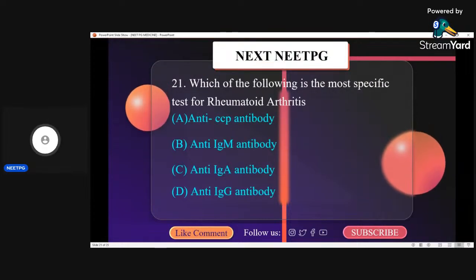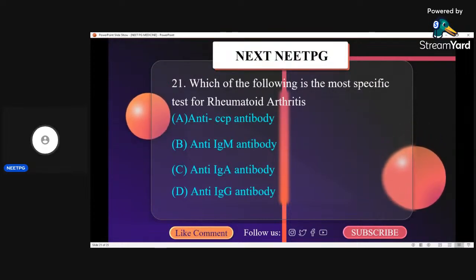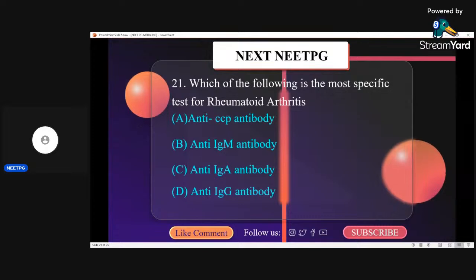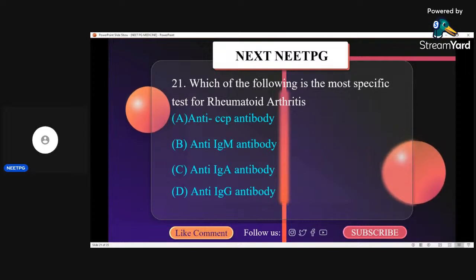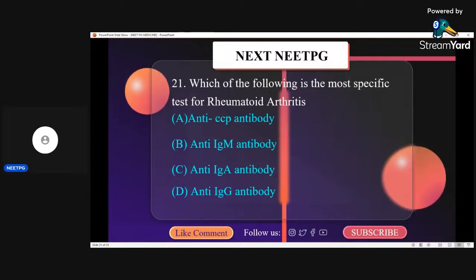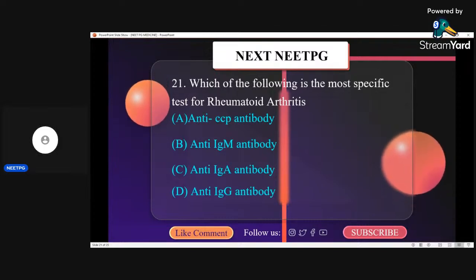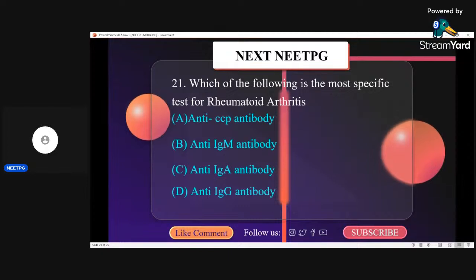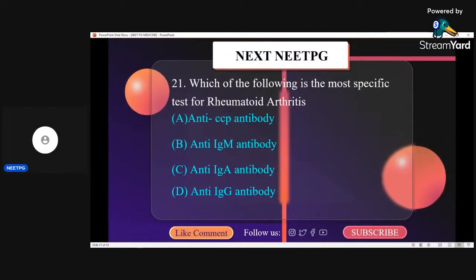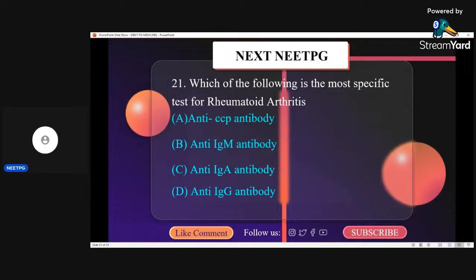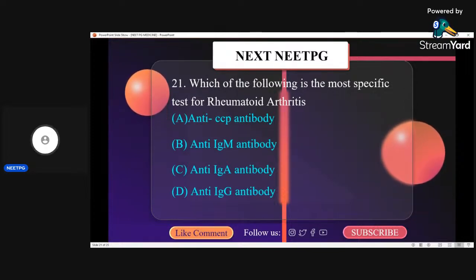Which of the following is the most specific test for rheumatoid arthritis? A, anti-CCP antibody; B, anti-IgM antibody; C, anti-IgA antibody; D, anti-IgG antibody. It is anti-CCP antibody. Anti-CCP antibodies are the most specific blood test for rheumatoid arthritis.